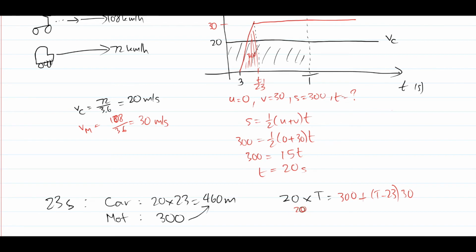You do your calculations. 20t equals 300 plus 30t minus 690. You do all your work here. You bring 20t to this side, and you bring 690 and 300 to the other side. You should get 390, and therefore t equals 39. So this time is 39, which is 39 seconds after the car passes the motorcycle, when the motorcycle reaches the car again.